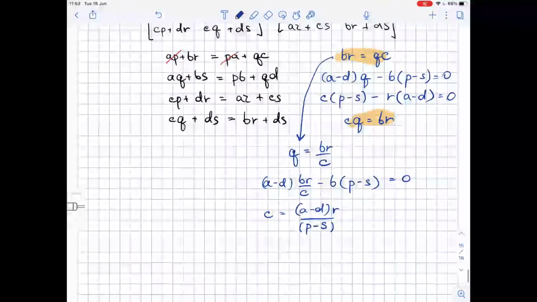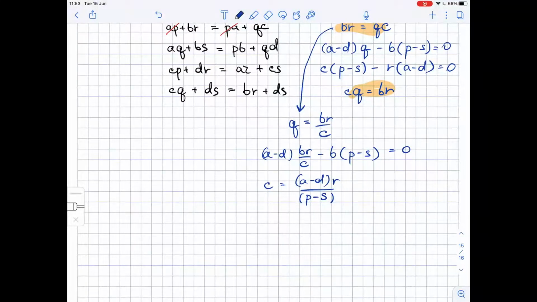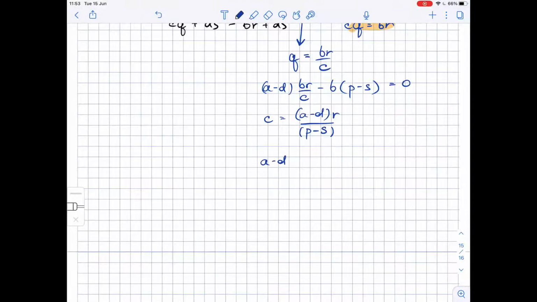And now we will substitute this in equation 2. So we get (a minus d) times br over c minus b times (p minus s) equals 0. So b equals q times (a minus d) over (p minus s).